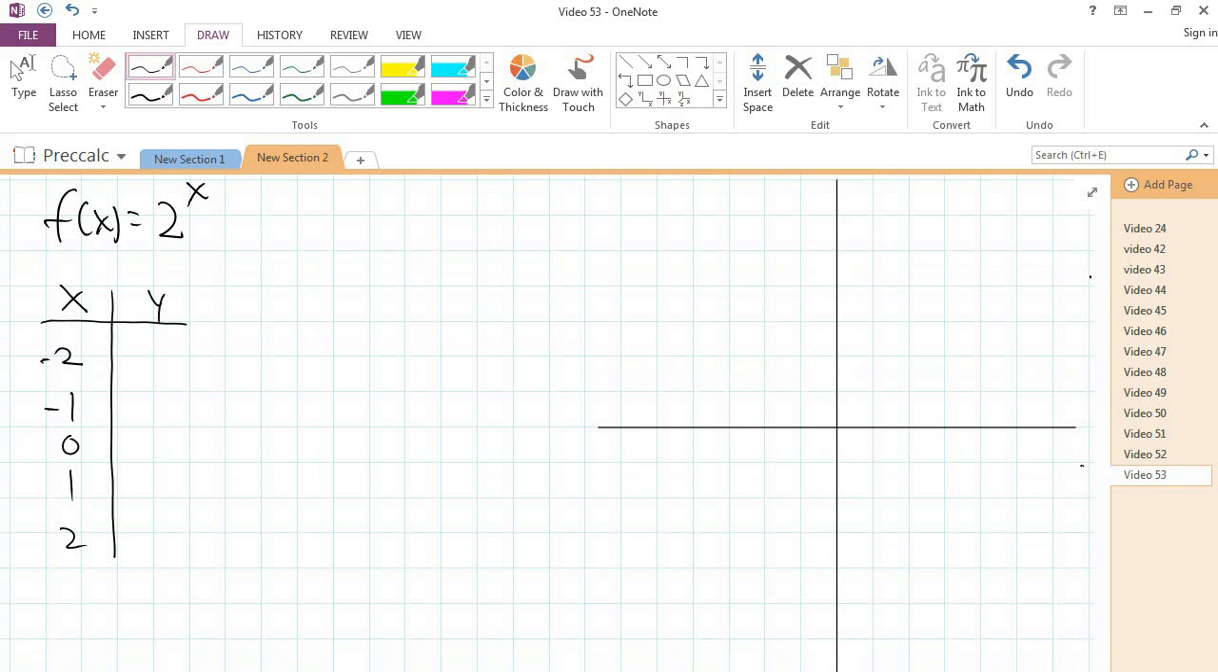Okay, so let's start at 2. When x is 2, I have 2 to the second, which is 4. When x is 1, I have 2 to the first, which is 2. When x is 0, I have 2 to the 0, which is 1. -1 is the same as 1, but it's the reciprocal because it's negative, so it's 1/2. And -2 is 1 over 2 squared, or 1/4. Okay, so plotting these points, I'm going to get 1/4, 1/2, 1, 2, and 4.